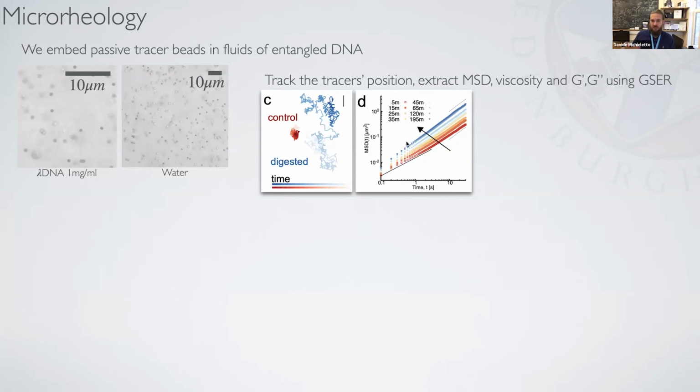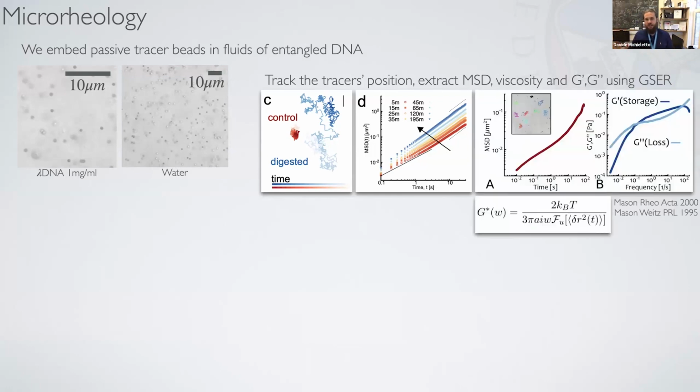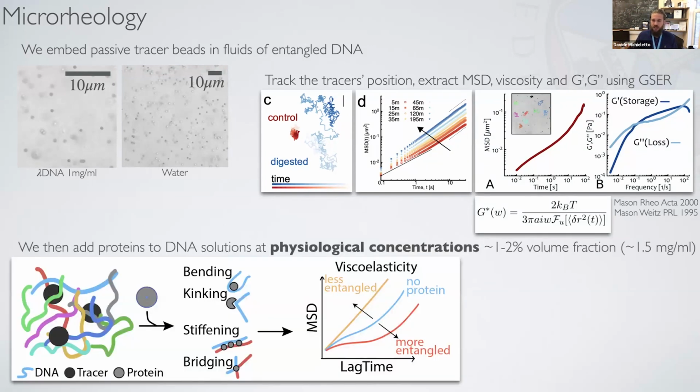We measure the mean square displacement, so how much space has the particle traveled in a given time, and then we can convert the mean square displacement using the generalized Stokes-Einstein equation, which I will not go into detail, but essentially it's an inverse Fourier transform. You can convert the mean square displacement into G prime and G double prime, which are these viscous and elastic components. So essentially we can get the same information as the bulk rheology, but on much smaller samples.